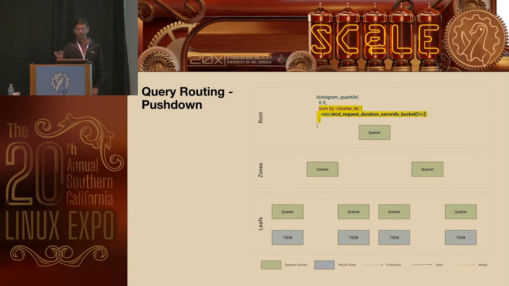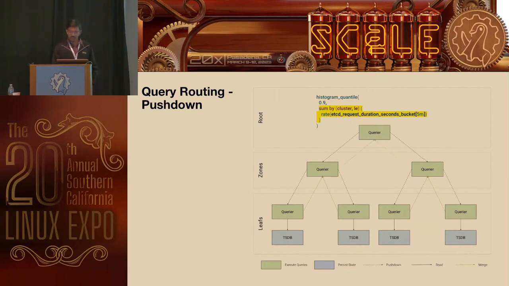So when you look at this query, it is relatively straightforward to know that the histogram query you cannot directly push down, but the sum over the rate is something that you can push down. So what would happen is that this gets pushed down into the querier, and the querier on the zones, and the zone knows exactly which leaves it needs to push down the same query into. They ask the TSDB what are the series that are associated with it, do the roll-up, and then pass the roll-up, not the raw series. They pass the roll-up into the zone queriers.